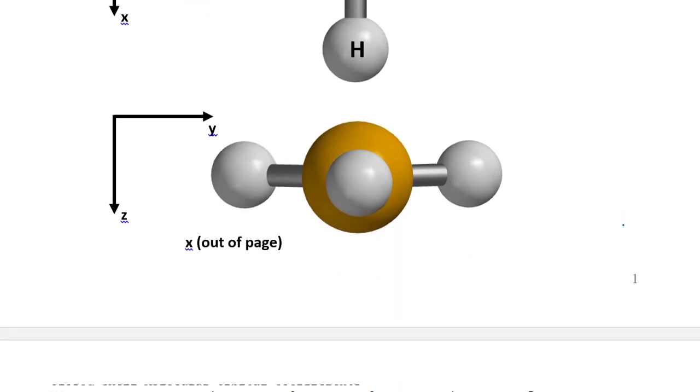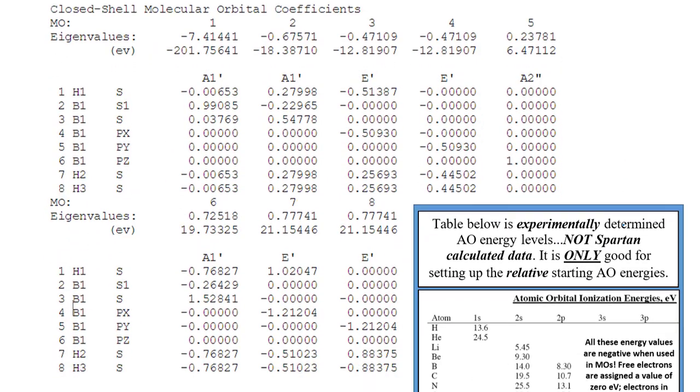Okay, so what I wanna jump to right away is something that's really important. So for right now, ignore this blue table. You can ignore this blue table for now. What I want you to focus on is the Spartan data, right?